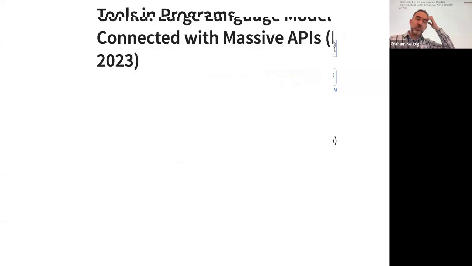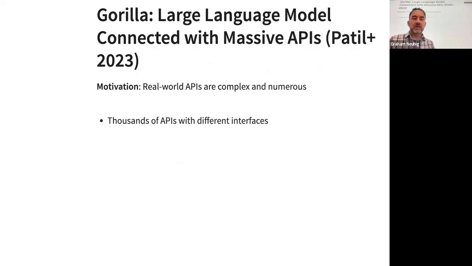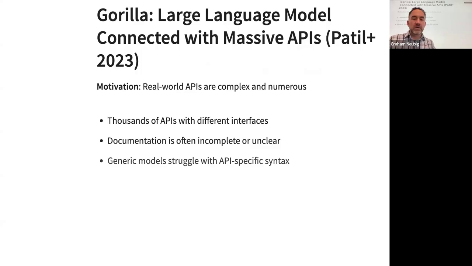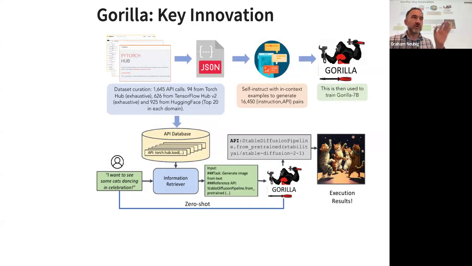So the most famous work on doing this is Gorilla. Basically, it creates datasets with thousands of APIs with different interfaces and tries to get the model to be able to call them. Sorry, I'm going to go a little bit quickly because we have lots of student presentations and I want to make sure we get to them.